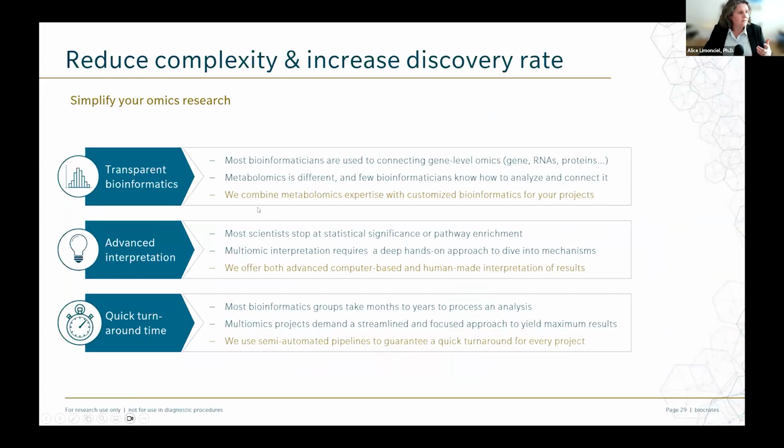The added value of this is you get transparent bioinformatics, which I think is really important. Also that you have results that you not only can understand, but that you can also directly use in publications or follow up on afterwards. You get advanced interpretation if you choose to. So you can really get the biological, the kind of solving the puzzle to the very end on top. And the turnaround time is really quick. It's really a matter of a few weeks.